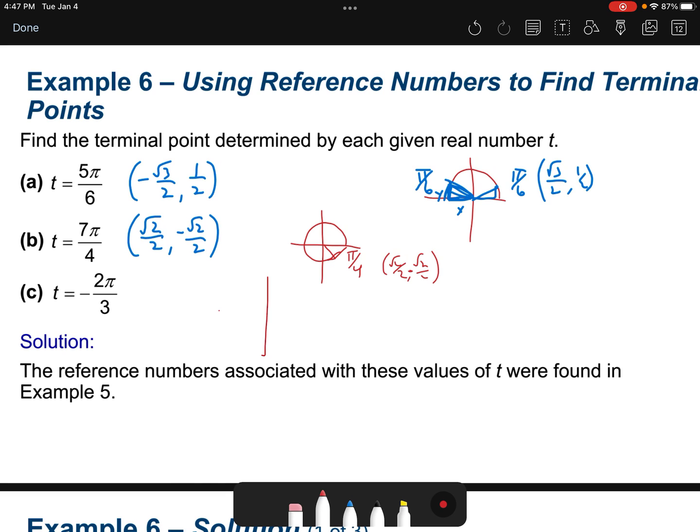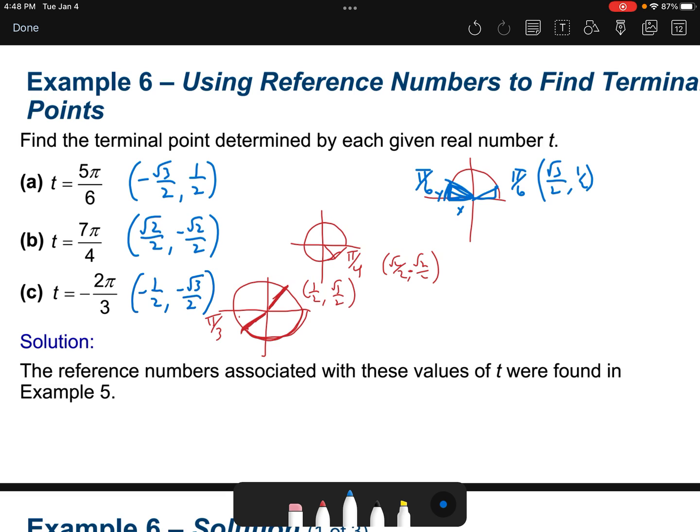And then the final one, negative 2 pi over 3, that's this direction, right? So it gets to here. That's negative 2 pi over 3 right there. Okay, so what's left? Pi over 3. Now if you remember pi over 3, that was up here, and that was 1/2, radical 3 over 2. But in this case, they're both going to be negative, aren't they? Negative 1/2, negative radical 3 over 2.